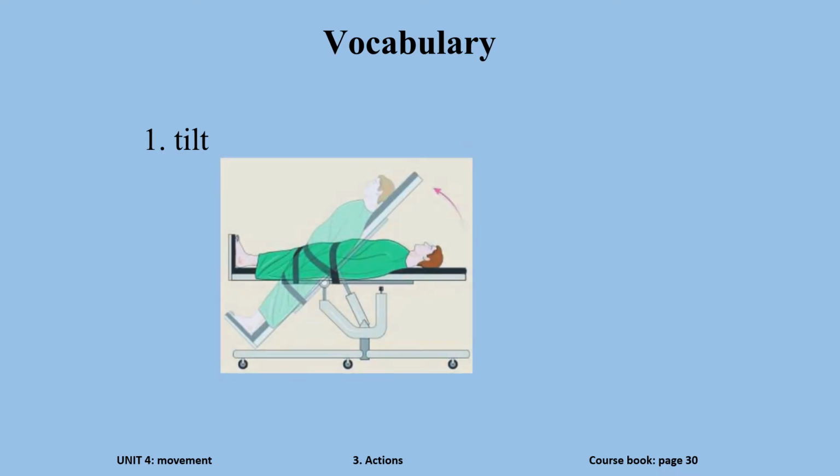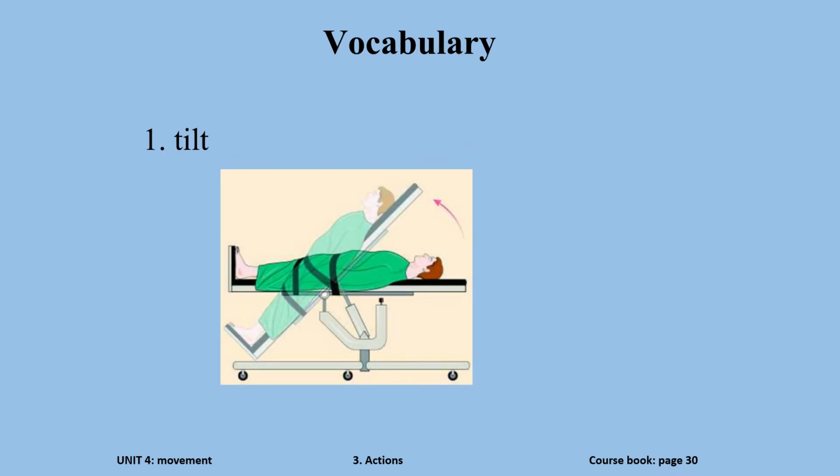Okay, now let's have a look at some important vocabulary that we need in this lesson. The first word is tilt, and we have seen this before. This is the meaning of tilt. Look at the arrow, and how the person is moving.